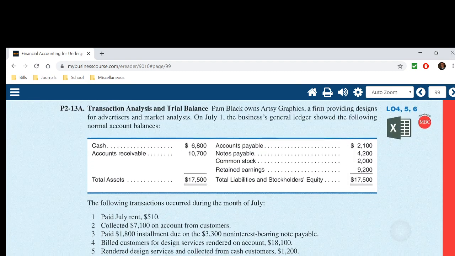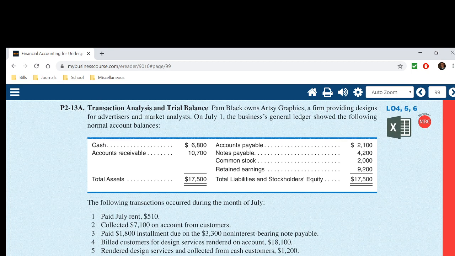So you can see as of July 1st, the beginning of the month, they already have 6 different accounts on the books. So 6 T accounts. Each of these accounts already has a balance in it. You see it says on July 1st, the business's general ledger showed the following accounts with their normal balances.